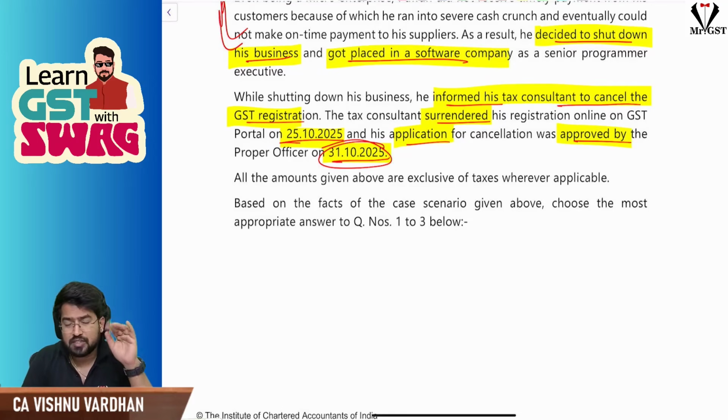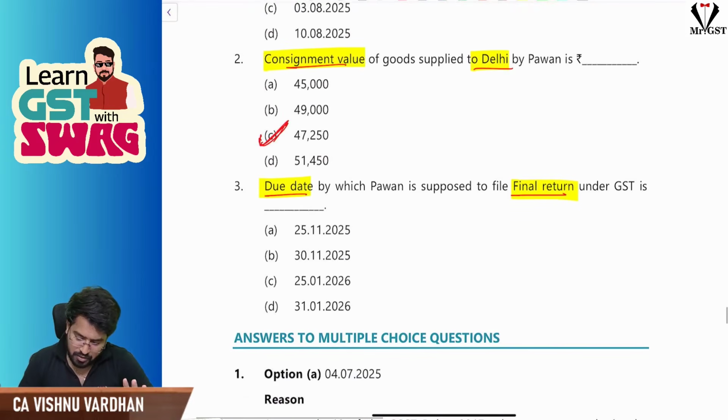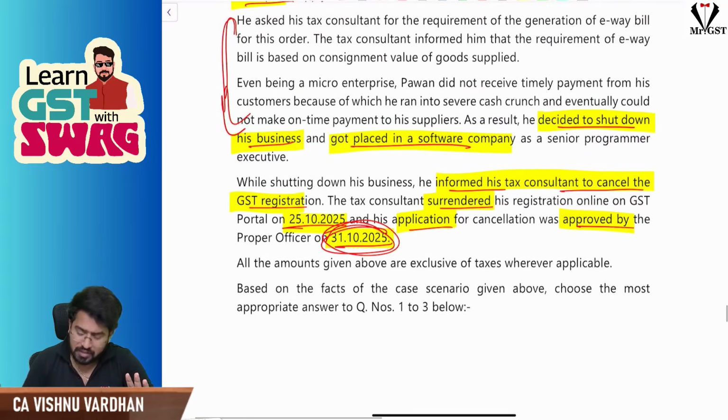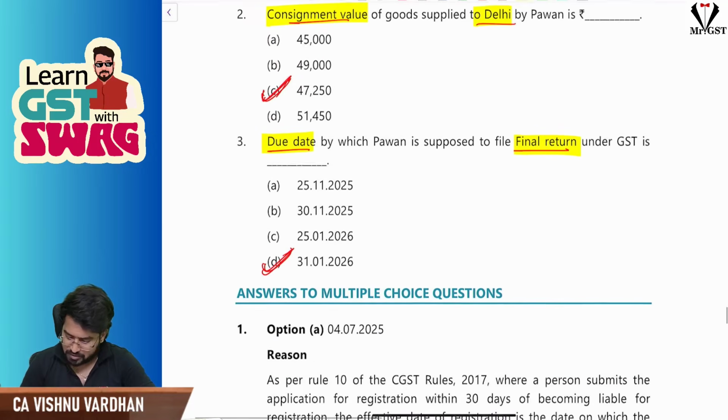So 31st October 2025. From that we have to take 3 months. Okay, 31st Jan, that will be the answer. So I repeat, there is no other information on from which date it is effective. So the date of cancellation is 31st October, and we are assuming the effective date is also the same. So from that you take 3 months, and 31st Jan will be the answer.